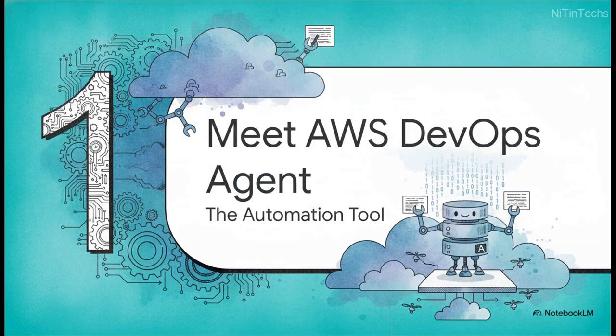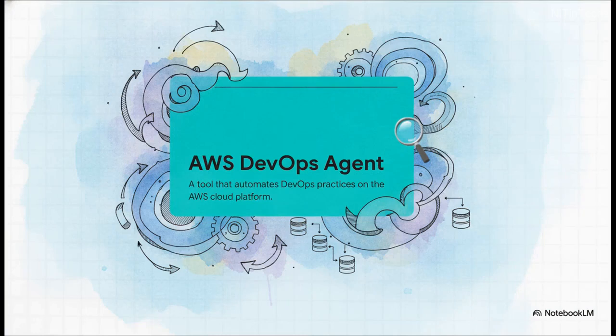Okay, let's dive right into Section 1. Meet the AWS DevOps Agent. The definition here is just beautifully straightforward. The AWS DevOps Agent is a highly powerful tool that helps you automate your DevOps practices natively, right there on the AWS cloud platform. It is designed from the ground up to give you a simple, highly efficient way to streamline your workflows. You don't need to be out there stitching together a dozen third-party tools and just praying they communicate correctly. This agent lives right inside the AWS ecosystem and is built to make automation accessible, predictable, and incredibly powerful.